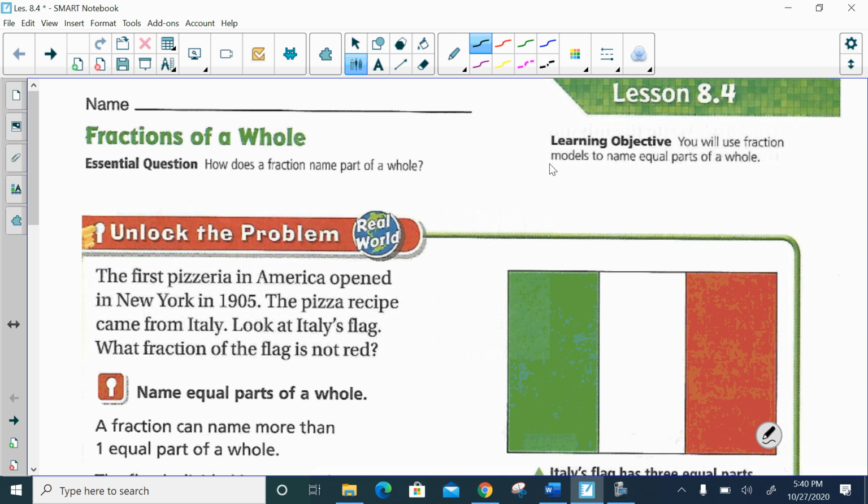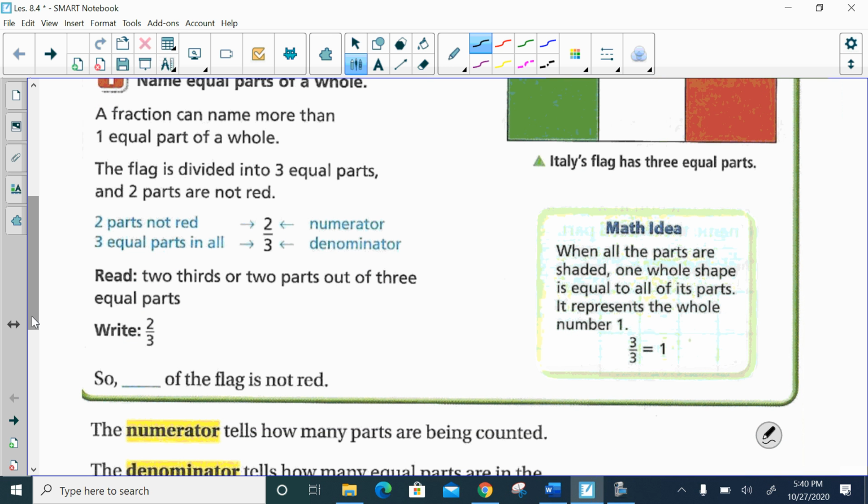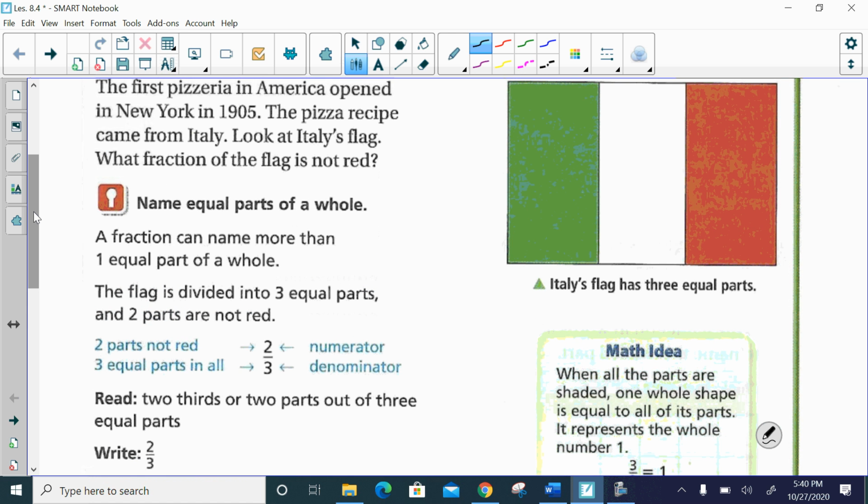The first pizzeria in America opened in New York in 1905. The pizza recipe came from Italy. Look at Italy's flag. What fraction of the flag is not red? Okay, so what we're going to do is fraction of a whole. Okay, so let's look at this. Name equal parts of a whole. A fraction can name more than one equal part. Well, let's look at this flag right here. This is the flag.